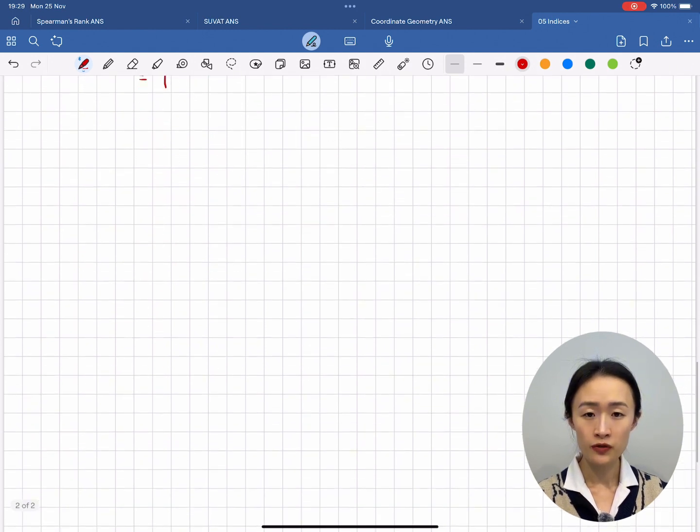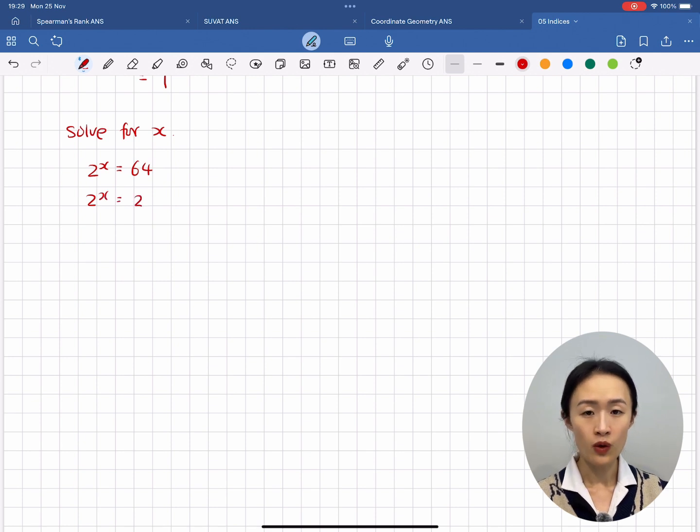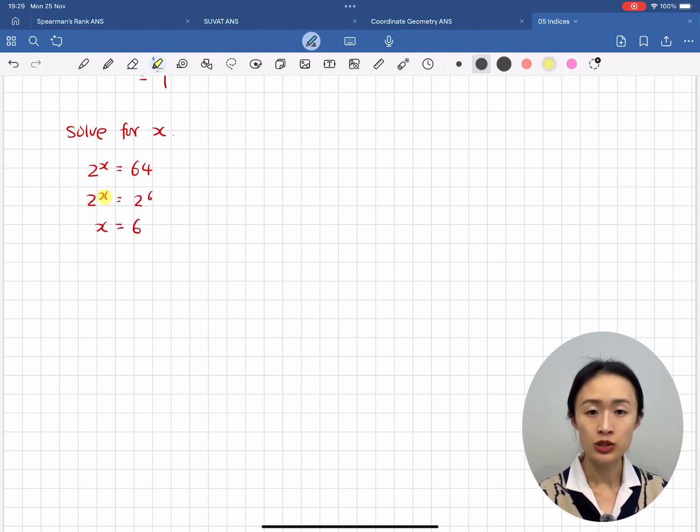Sometimes we will need to solve an equation involving x in the power. So for example, 2 to the power of x is 64. So now find x. What should we do? What we need to do is try to get 64 into the power of 2. Now we know 2 to the 6 is 64. That means x should be 6.